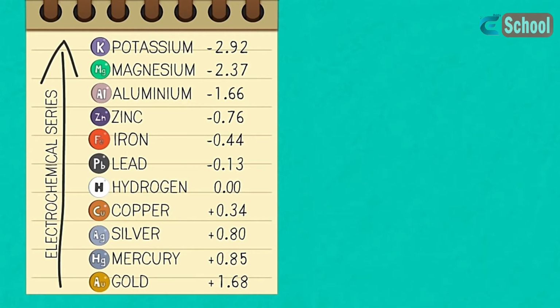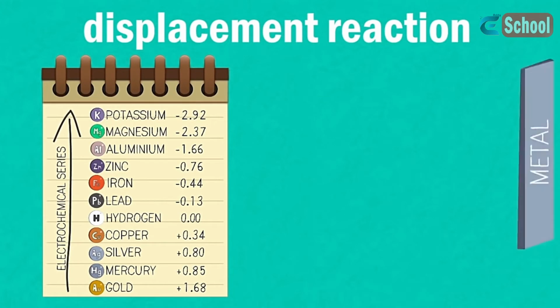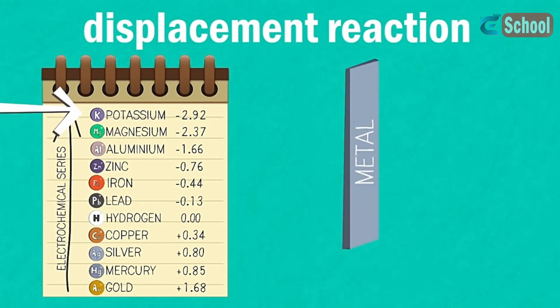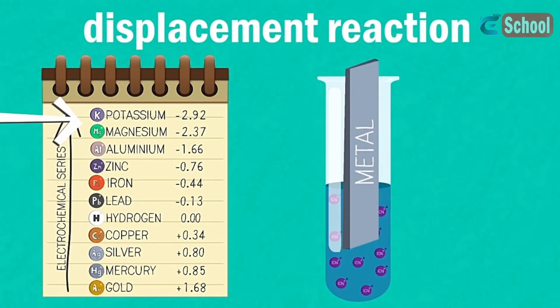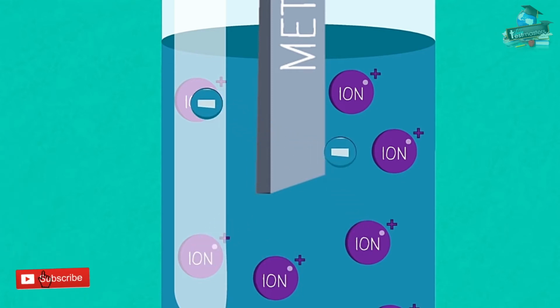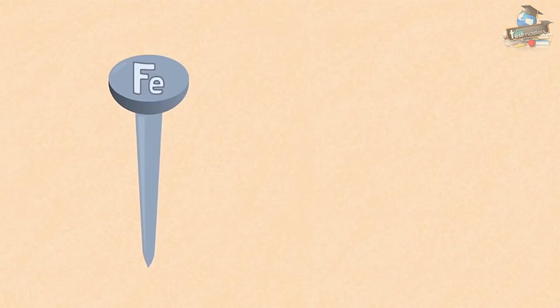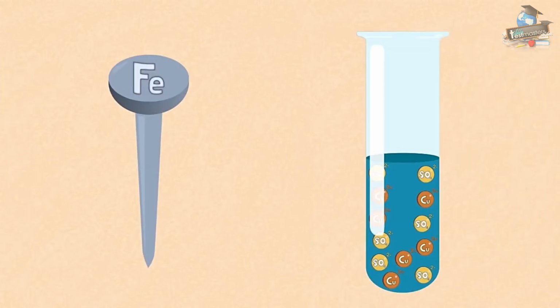You can also use the electrochemical series to predict a displacement reaction when a metal from the electrochemical series is mixed with ions of a metal lower down in the series. The atoms of the more reactive metal push their electrons onto ions of the less reactive metal. Let's consider what happens when an iron nail is placed in a solution of copper sulfate.